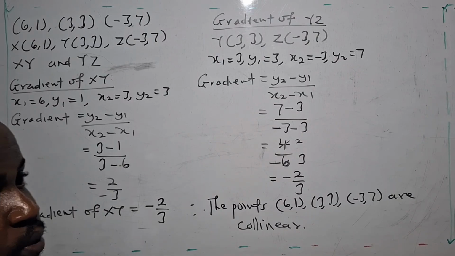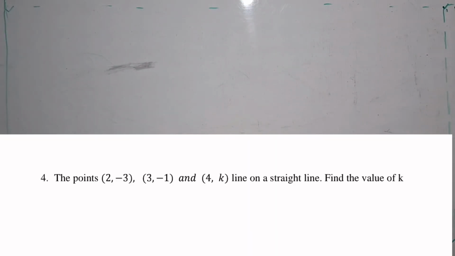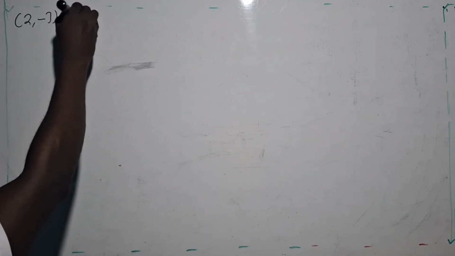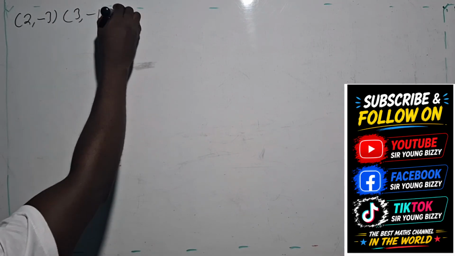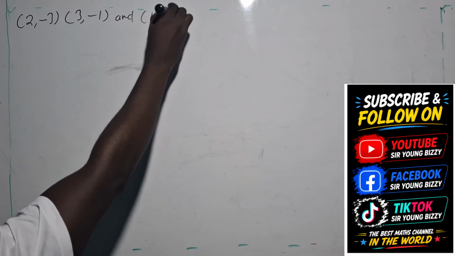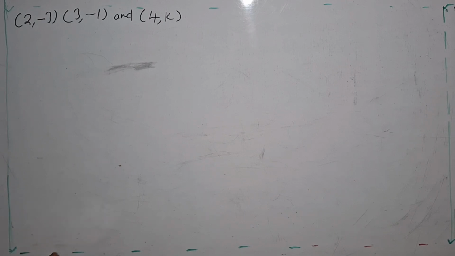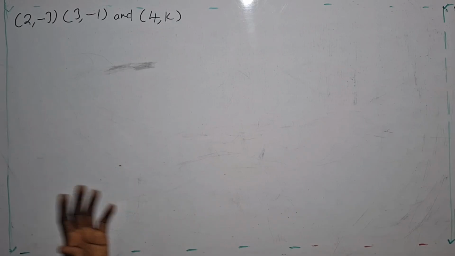Let's take the next question. So the last question is: the points (2, -3), (3, -1), and (4, k) lie on the same straight line. Find the value of k. If they are on a straight line, something should come into your head: it means they will have the same gradient. Yes, they will have the same gradient.